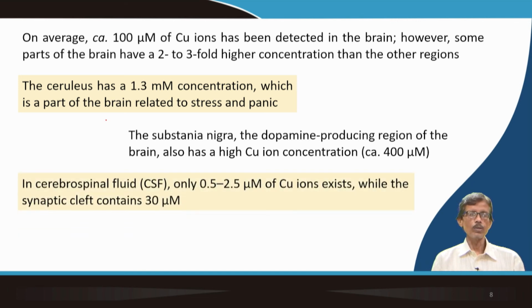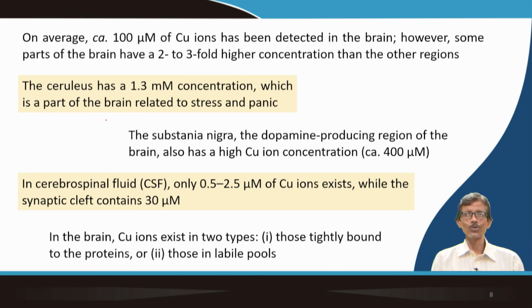What about the CSF, the cerebrospinal fluid? It has only 0.5 to 2.5 micromolar concentration, but in the synaptic cleft it is 30 micromolar. So, you see the range. You consider the lower range and the higher range, and you can think of the chemistry related to your copper as well as the copper concentration.